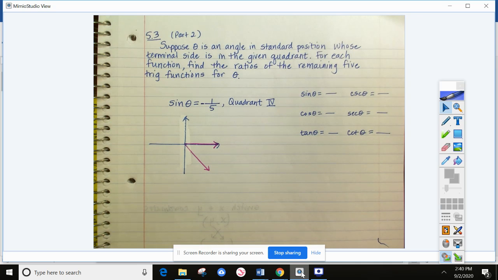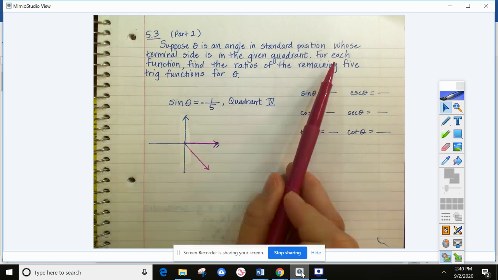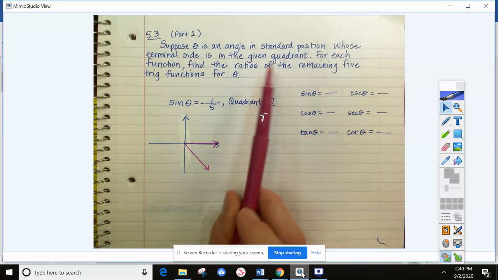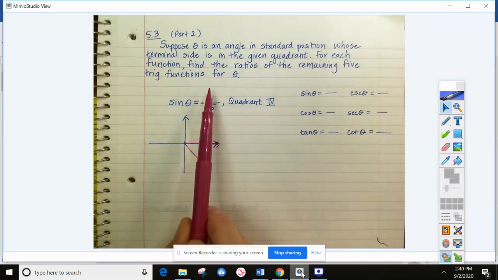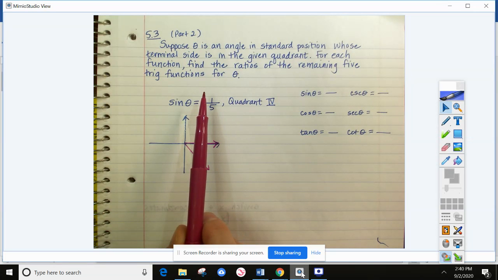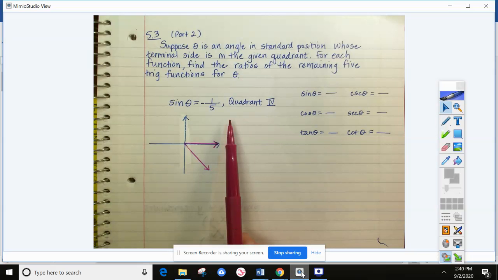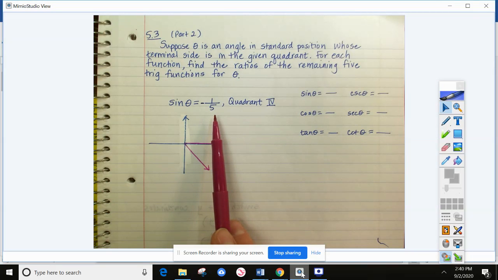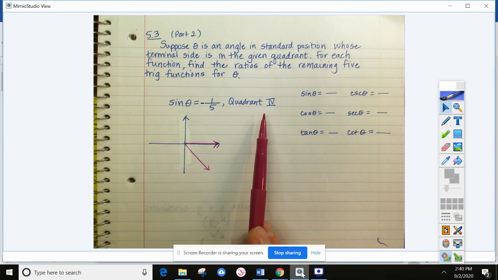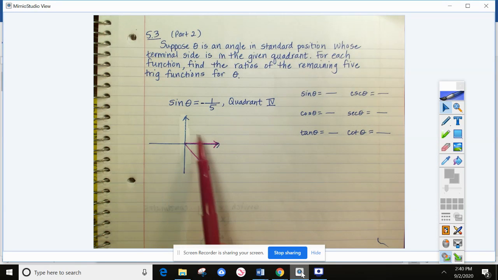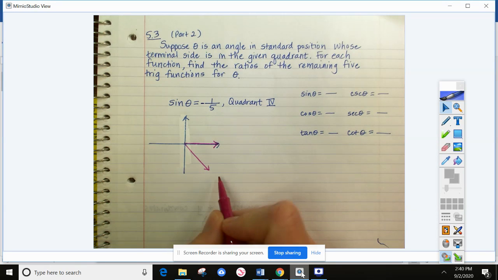All right, so we've got an angle in center position. The terminal side is in the given quadrant, and we want to write the remaining 5 trig functions or ratios, another word for it, for theta. So we're given the sine ratio, and we're also given which quadrant we're located in. So I have gone ahead and drawn a terminal side in quadrant 4.